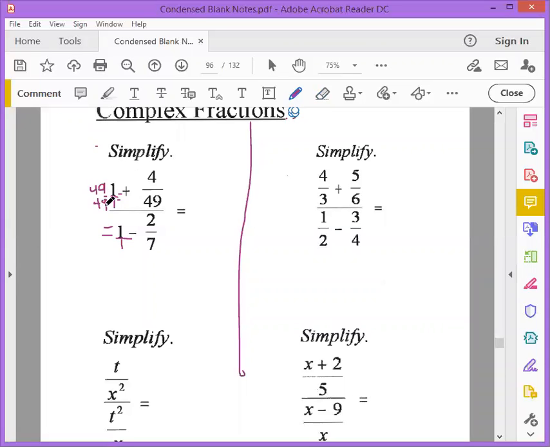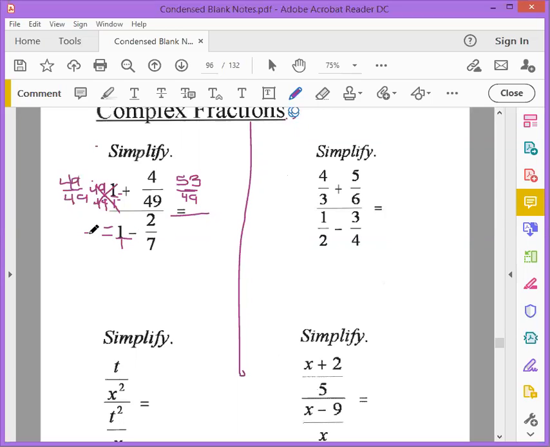So this fraction will become 1 times 49, or 49, divided by 49 times 1 again, which will be 49. So it's no longer 1 over 1, it's now 49 over 49. Now 49 over 49 plus 4 over 49, we want to keep the denominator the same, and we're going to add those terms in the numerator. So 49 plus 4, you'll get 53 in the numerator. Now that's the top fraction.